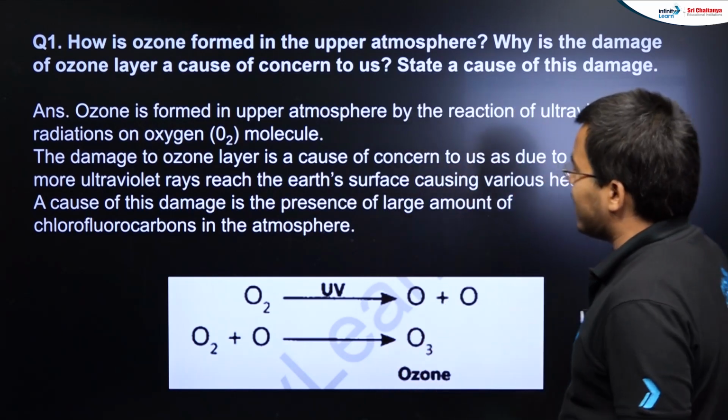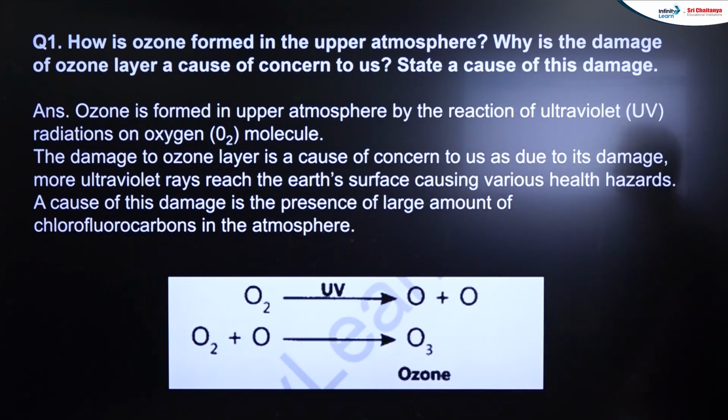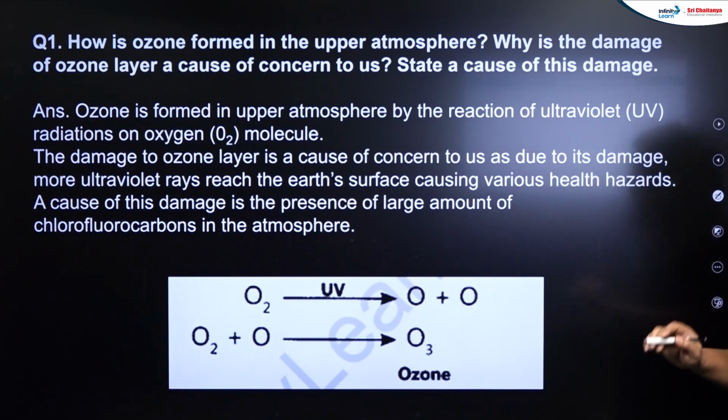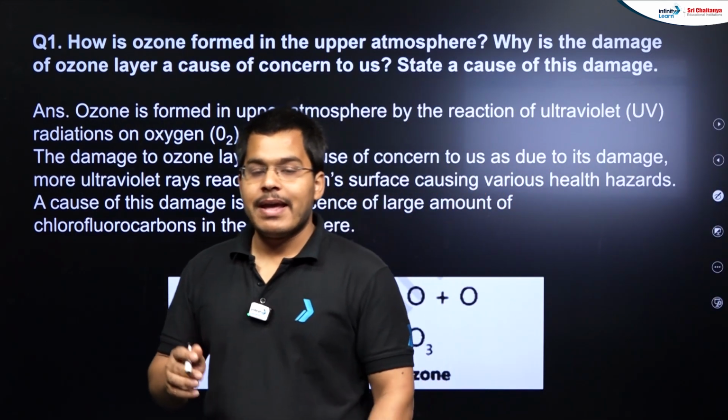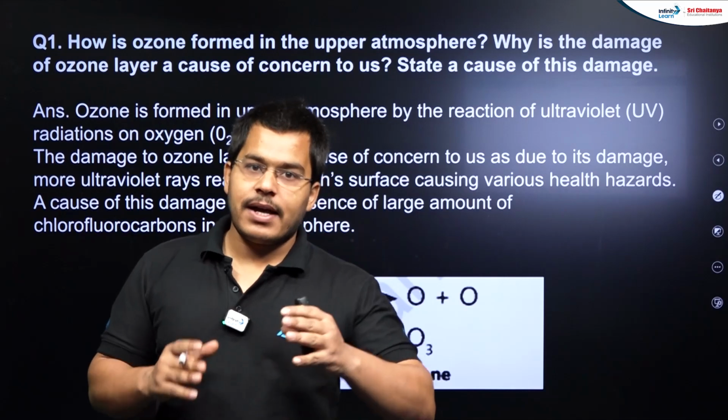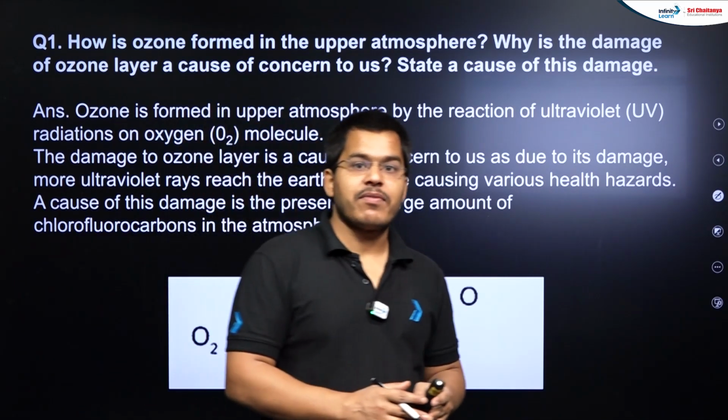So the very first question that is very important is: how is ozone formed in the upper atmosphere? Why is the damage of the ozone layer a cause of concern to us? State a cause of this damage. So students, this question is based on the ozone layer. Ozone is very important. It cuts off UV rays, ultraviolet rays that are coming from the sun.